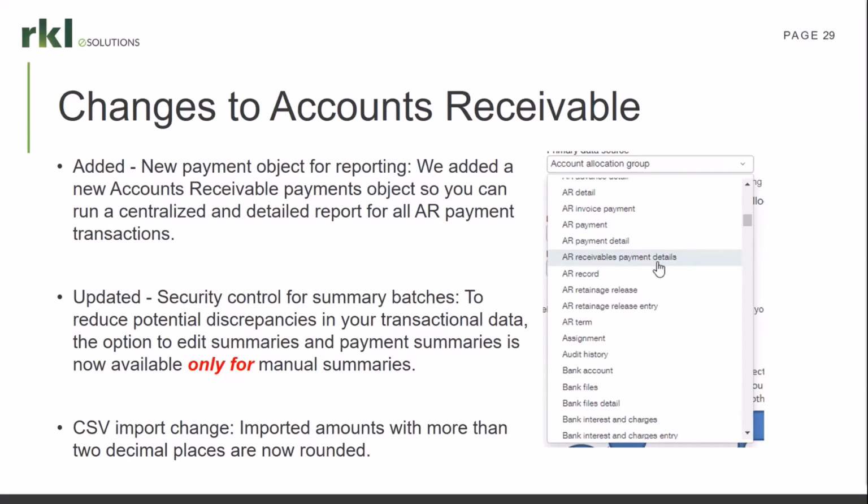Also, updated security control for summary batches to reduce potential discrepancies in your transactional data. The option to edit summaries and payment summaries is now available only for manual summaries. That's number 2. You have to wait for the next one. And CSV import change: imported amounts with more than 2 decimal places will now be rounded. A lot of good stuff there.